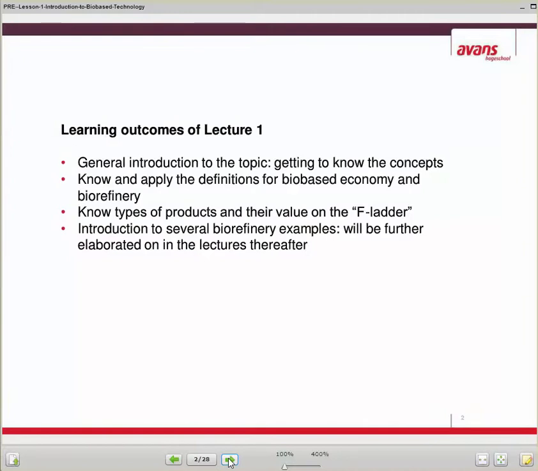We'll be learning some general topics in this lesson, getting to know some basic concepts, knowing how to apply the definitions for bio-based economy and biorefineries, knowing the types of products and their value on the F ladder, also called the bio-based pyramid, and an introduction to several biorefinery examples. So today's the kickoff. I'll introduce some concepts, and in the next 3 lessons I'll explain each of these concepts in more detail.